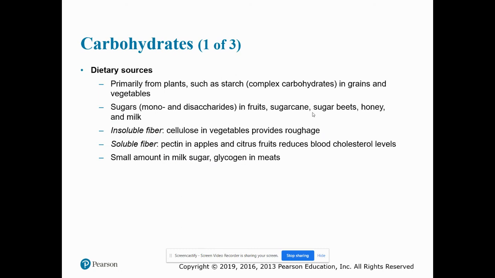So carbohydrates, we have the dietary sources, primarily from plants, such as starch in grains and vegetables. We also have sugars, mono and disaccharides in fruits, sugar cane, sugar beets, honey, and milk. And then there's two different types of fiber. There's insoluble fiber, and this would be like cellulose in vegetables that provides roughage, and soluble fiber like pectin in apples and citrus fruits that helps to reduce blood cholesterol levels. And there's also a small amount in milk sugar and also glycogen in meats.